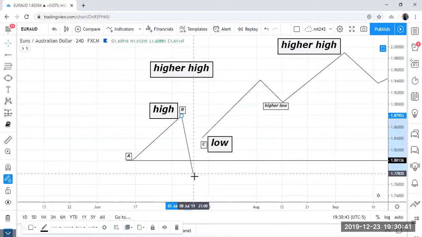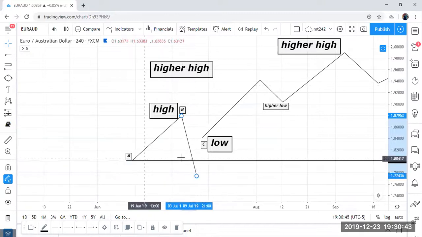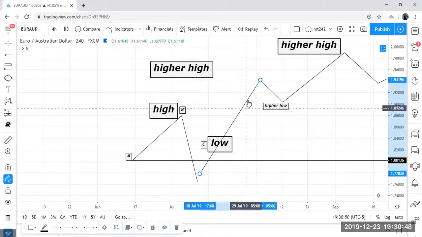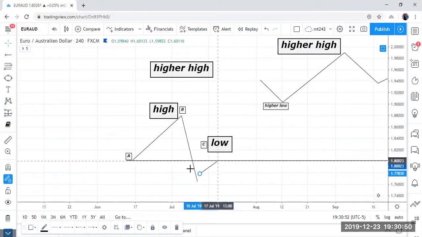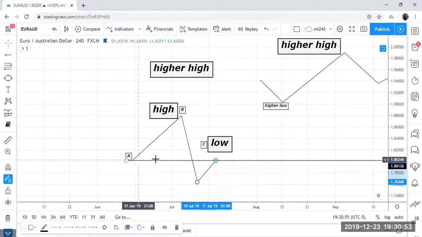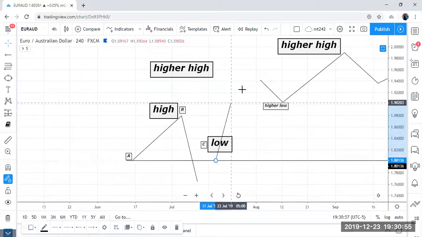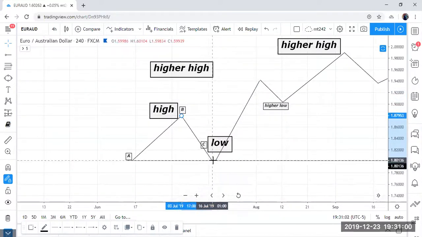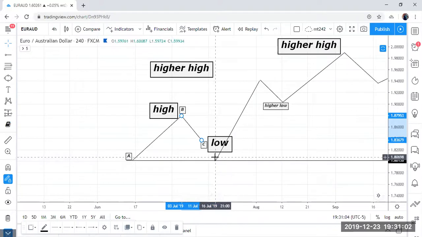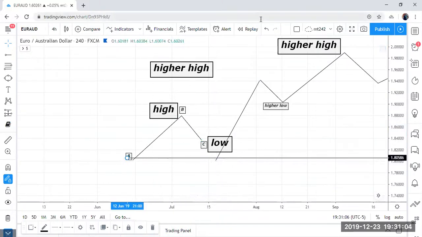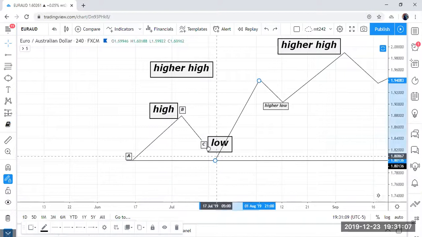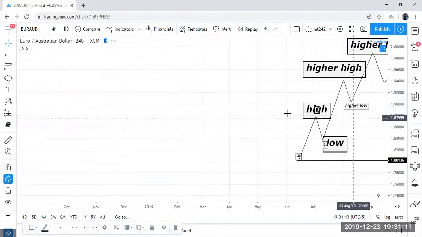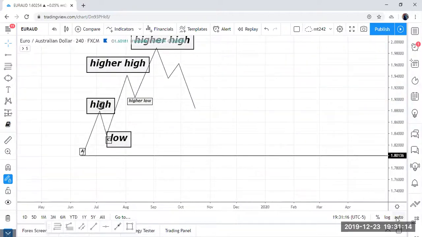But if it passes A, then I can start waiting on the pullback to see what price does. If price doesn't pass A, I'm still looking for buys. So in this example, price didn't pass A, so we're looking for buys. So let's take a look at the chart. Go back to the chart.